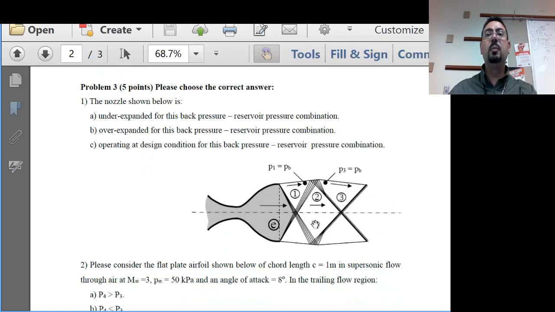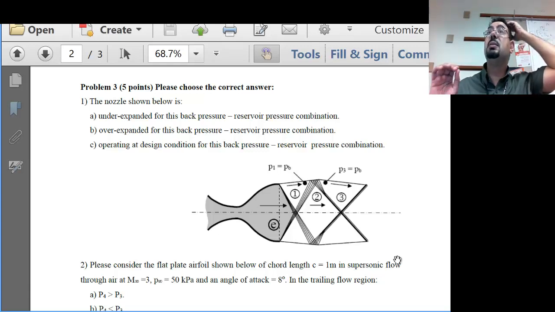All right, so in this problem, look at what happened at the end of the nozzle. This happened when the nozzle is not working at its design condition.